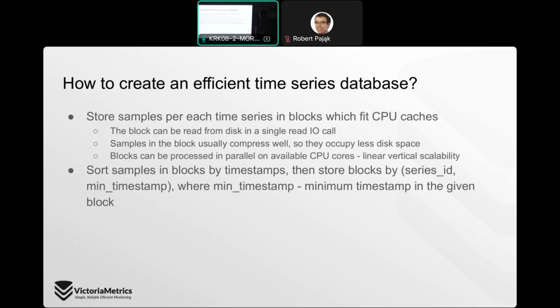The next important feature is to sort samples per each block by timestamp and then store these blocks for each time series sequentially on disk and sort them by minimum timestamp per each block. Why is it important? Because this allows you to quickly read multiple blocks for the given time series on the given time range in a very small number of discrete operations because they are located close to each other on disk.